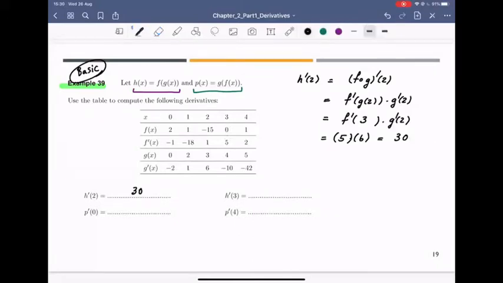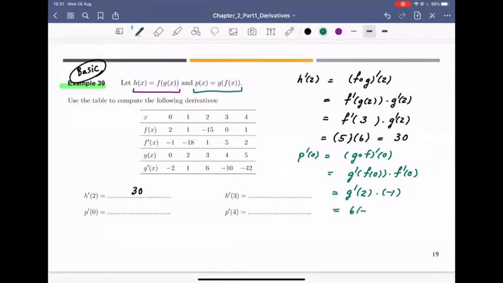So let's do one more. I have p prime 0 here. So this is going to be g of f at 0, which is going to be g prime of f(0) multiplied by f prime 0. And this is going to be g prime at f(0), which is 2, and f prime 0, which is -1. So this is 6 times -1, which is -6.